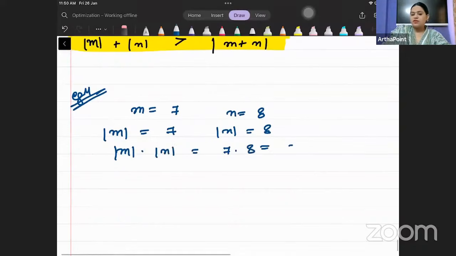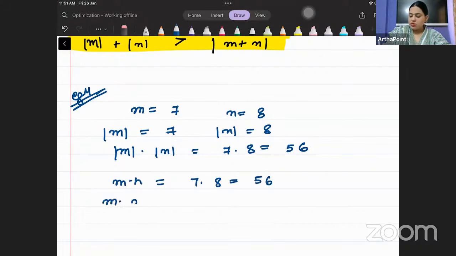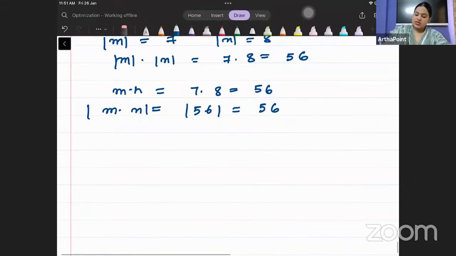7 into 8, 56. Beta, what will be m into n? 7 into 8, 56. So m into n का mod कितना हो जाएगा? 56 का mod, that means 56. Clear हो गया? Let's take another example.